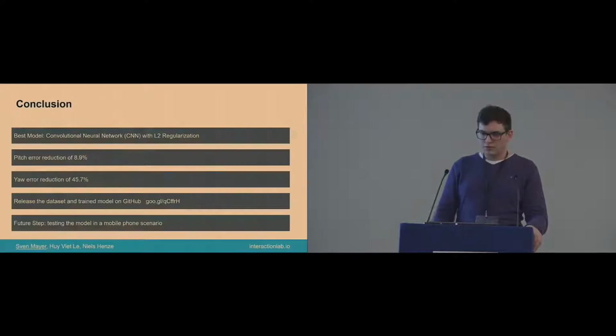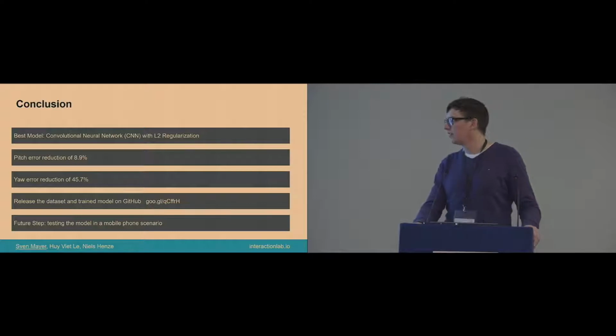So to conclude, we achieved an 8.9% reduction in error for pitch, and 45.7% reduction in error in yaw over the XORed implementation by applying feature representation learning to a convolutional neural network with L2 regularization. And all the data we recorded, plus training and model and testing, are all available on GitHub, and you can see the link here on the slide.